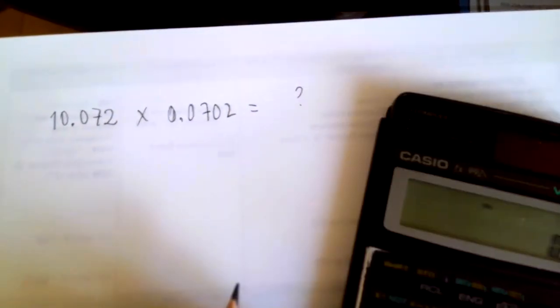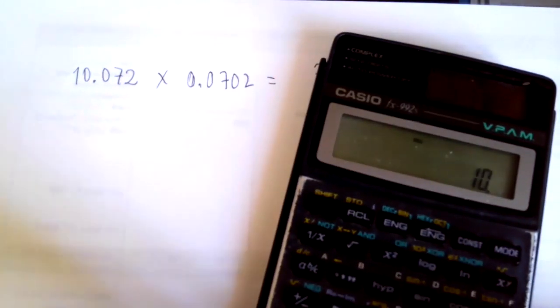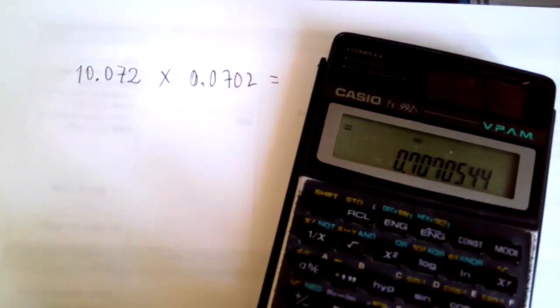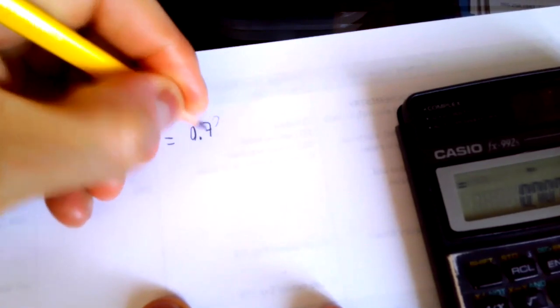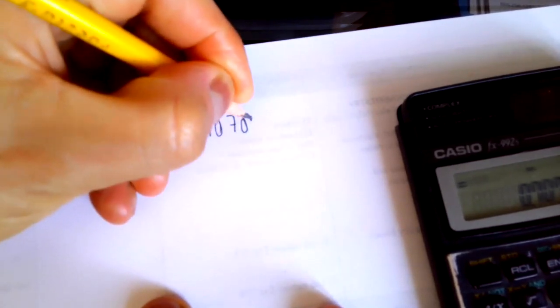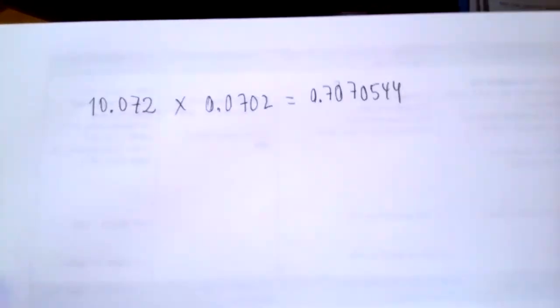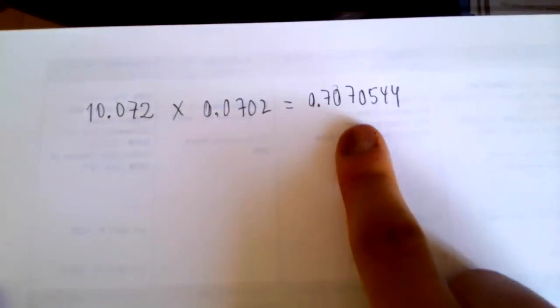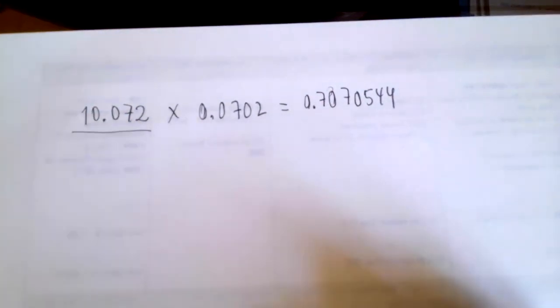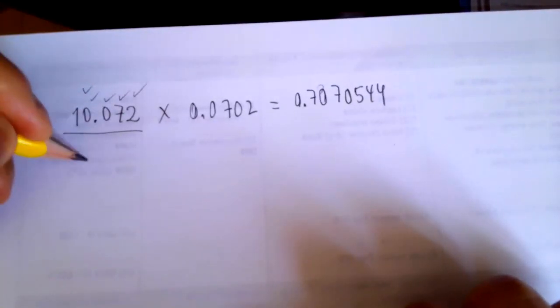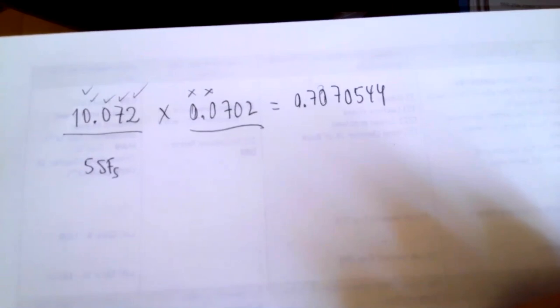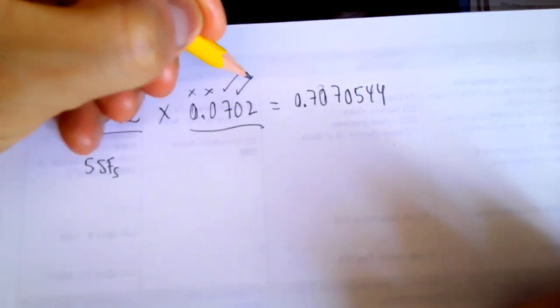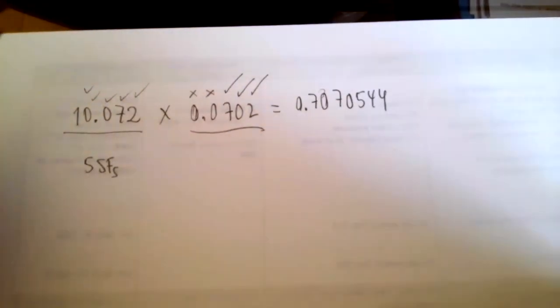Okay, so in this case, 10.072 times 0.0702, okay, my calculator says that my answer should be written as 0.7070544. That's what my calculator says. Okay, so now how many sig figs should I keep? Okay, count the number of sig figs here. 1, 2, 3, 4, 5. 5 sig figs. Okay, what about here? These are leading zeros, they don't count. This counts.